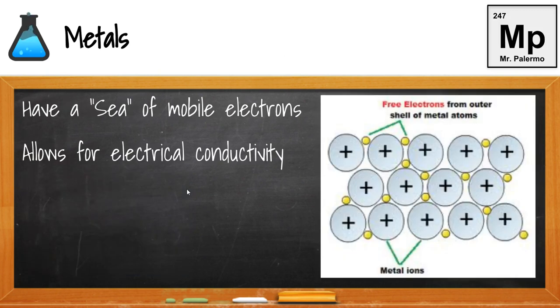Metals are said to have what is called a sea of mobile electrons, meaning the valence electrons are mobile, they're moving, and this allows for electrical conductivity. So if these are all different atoms of the same metal, these electrons are mobile, moving around, and that allows for the conduction of electricity through the metal.